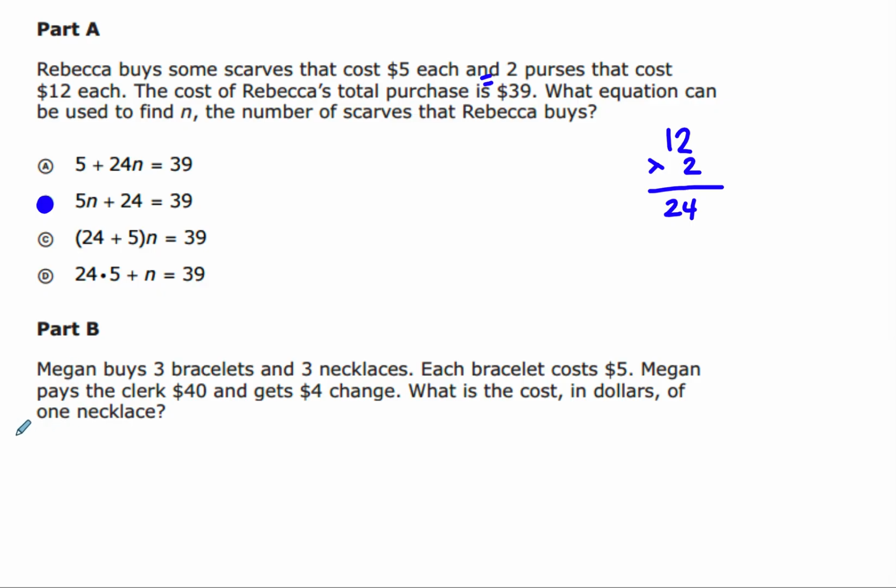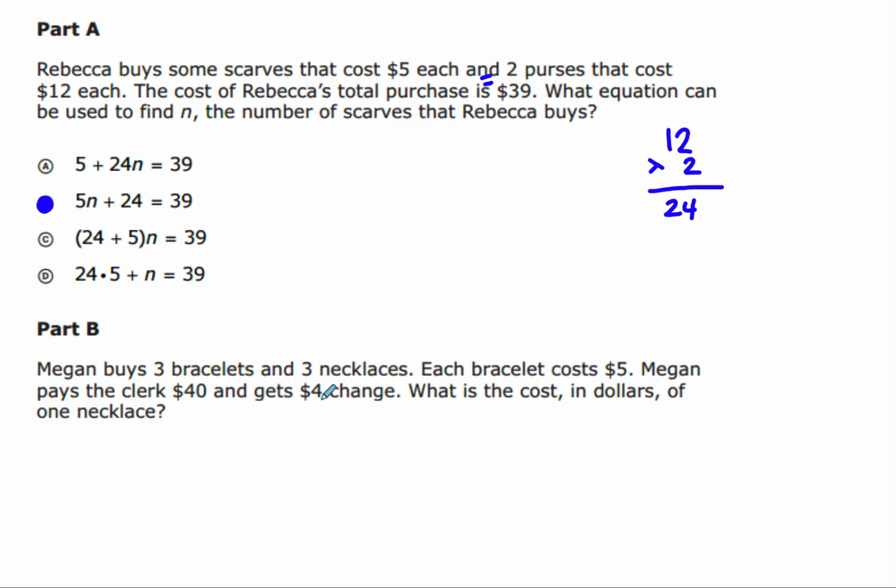All right, let's check it. So for this one, 3 bracelets, 3 necklaces, each bracelet is $5. Megan pays the clerk $40 and gets $4 change. What is the cost in dollars of one necklace? Okay, there's a lot of information here.